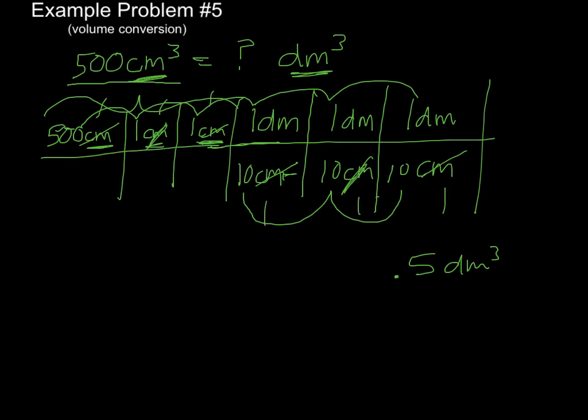So keep in mind that when you do factor labeling, your units always have to cancel. Again, 1 in the numerator, 1 in the denominator, 1 in the numerator, 1 in the denominator, 1 in the numerator, 1 in the denominator. As I go across the top, I multiply. As I go across the bottom, I multiply. As I go from top to bottom, I divide.